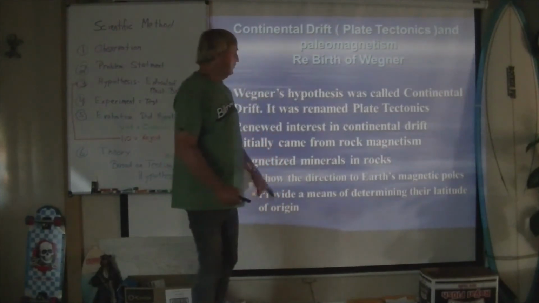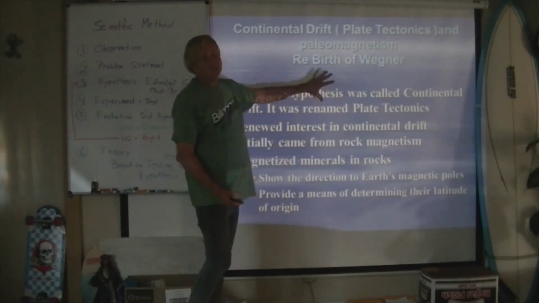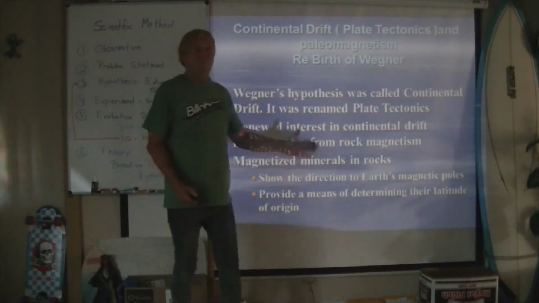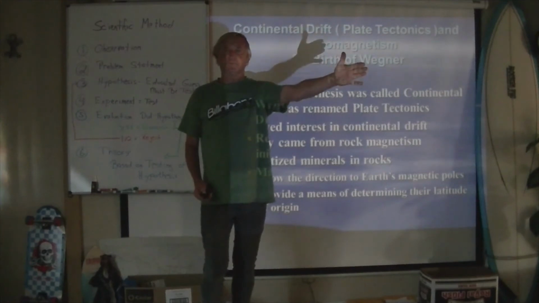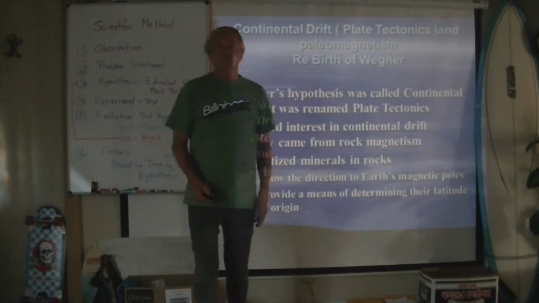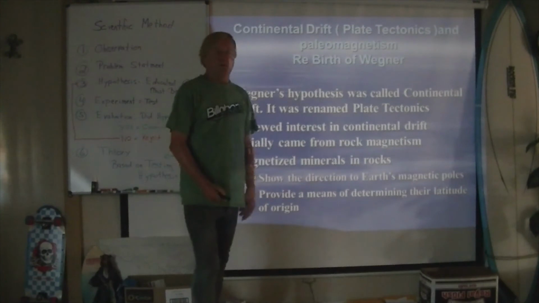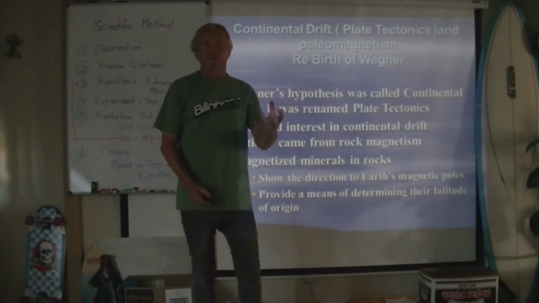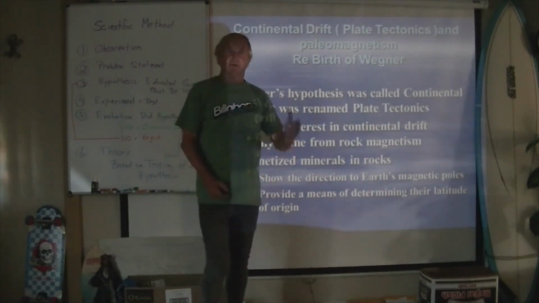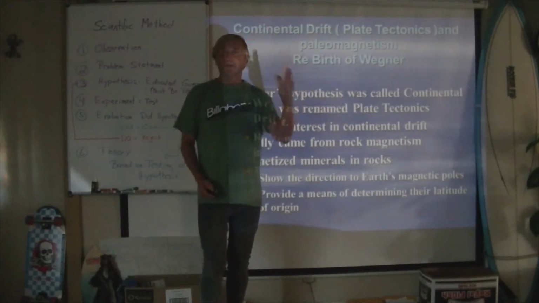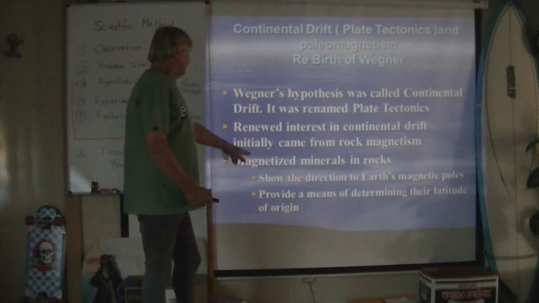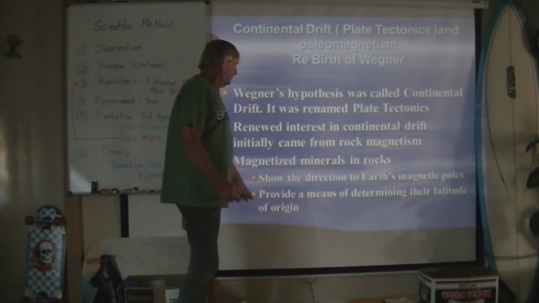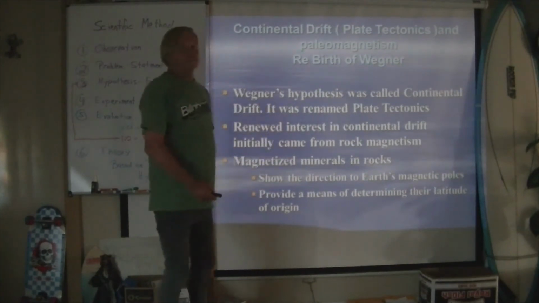And as it turns out, when this hot magma comes to the surface and it cools, before it cools, the iron molecules point towards the North Pole. And that is a process we call paleomagnetism. So within volcanic rocks, there are iron molecules that point themselves towards the magnetic North Pole. So magnetized minerals show the direction of the Earth's magnetic poles, and it basically provides what their latitude is.